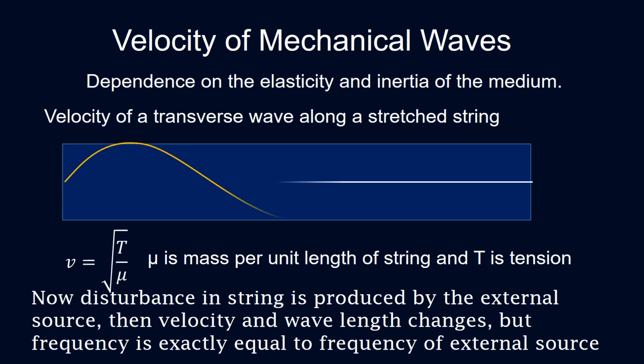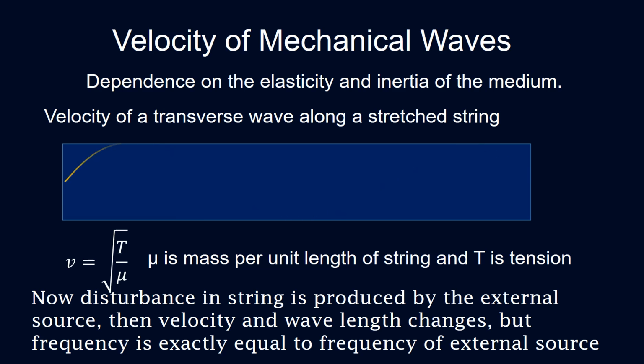The velocity of a wave through a string depends on the elasticity and inertia. The speed formula for transverse waves on a stretched string is given by V is equal to under root of T upon mu. T is the tension in the string, mu is the mass per unit length. This too decides the wave's velocity.